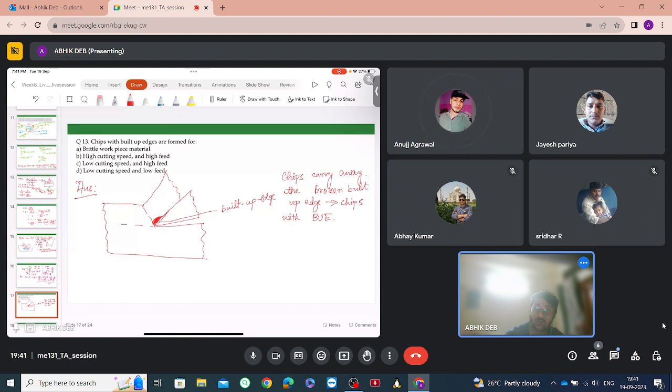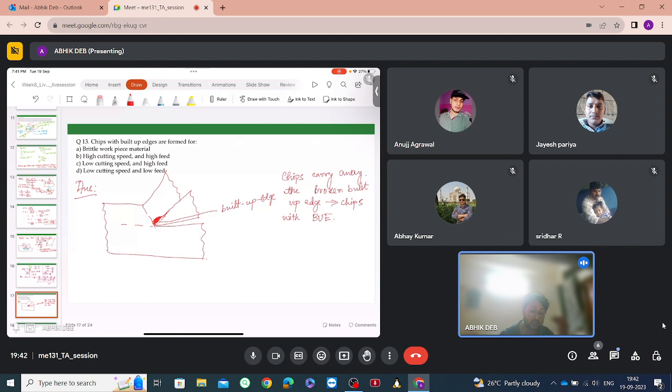No, sir. Why no? Sir, because in brittle workpiece material there will be discontinuous chips. Yes, for brittle materials the chips will be discontinuous, so they won't be able to take away these built up edges. Now, high cutting speed and high feed. So what should be the value of the cutting speed for cold welding? Sir, option C is correct. Yes, option C is correct. So the cutting speed should be low.